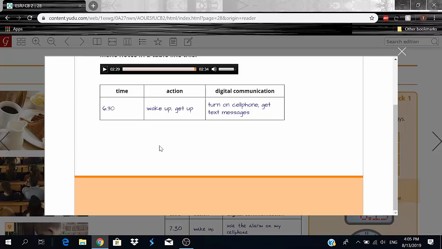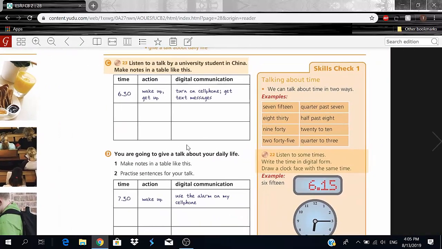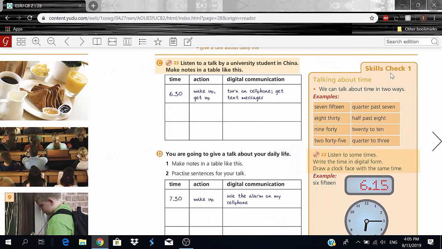Okay, you guys? So pretty simple notes, easy stuff. I hope you're able to capture it all. If not, you can always have a listen again and try your best to make more notes. Okay, you guys? Now let's move on. Or actually, before we do, let's hop into this skills check 1 here.